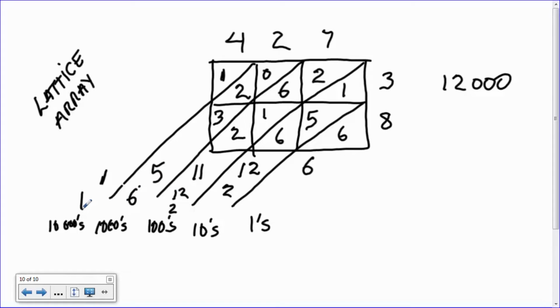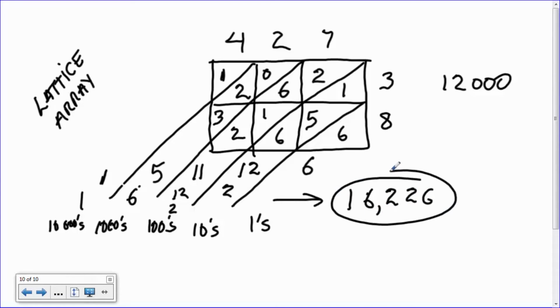So if I think I've got things straightened out, I should have 1 ten-thousand, 6 thousand, 226. And that's assuming I didn't make any careless mistakes when I went through that. So in these products, I got 6, 12, 11, 5, 1. So this should be, leave the 2 here, move 1 over here. That's 12. Leave the 2 here, move 1 over here. That's 6. And there's 1. So it should be 16,226. And this is called lattice array.